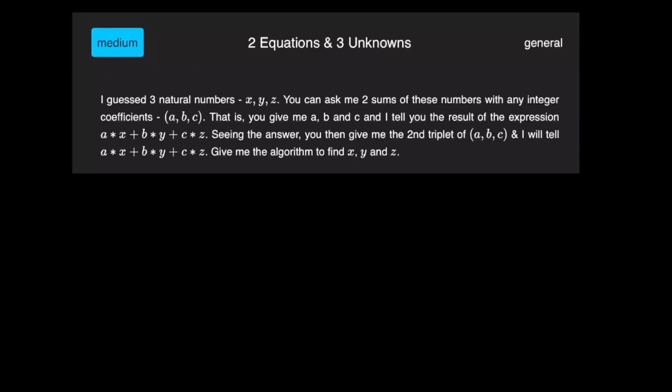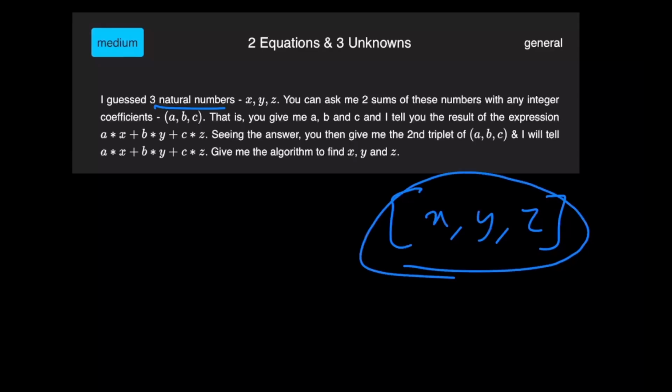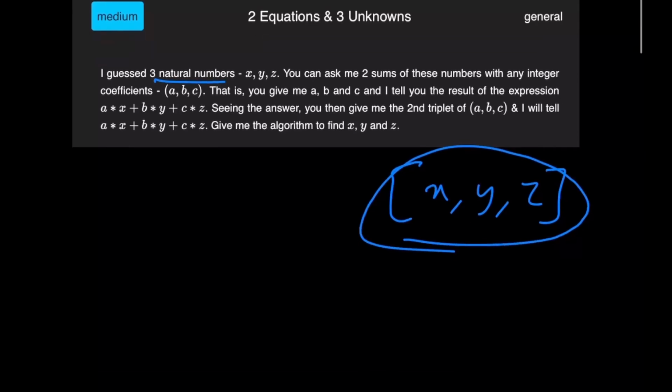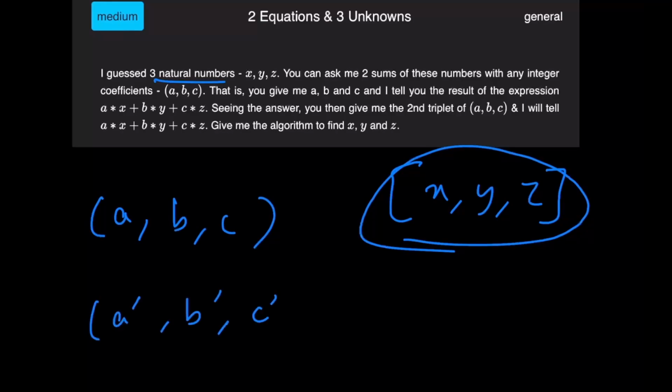So just to explain the problem real quick, we're playing this game with another person where he picks three random numbers, X, Y, and Z, and these are given as natural numbers, right? And our goal is to figure out these three numbers. In order to do so, we're allowed to come up with two combinations. The first combination would be A comma B comma C, and the other one is also A, so I'll just call them A dash, B dash, and C dash.